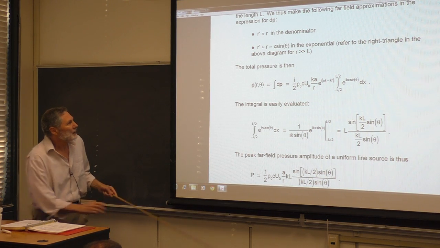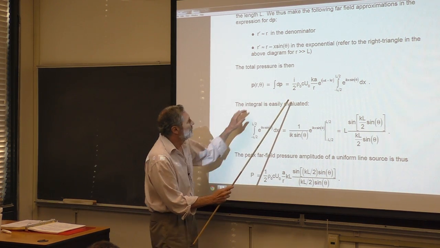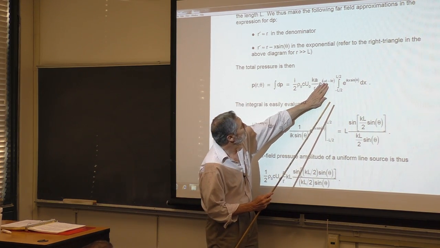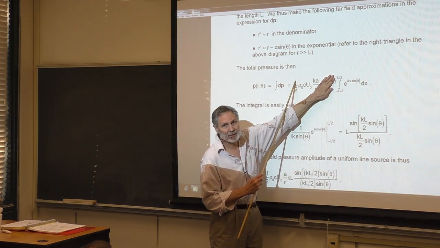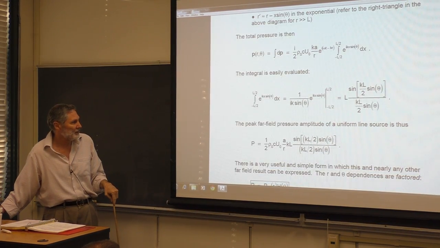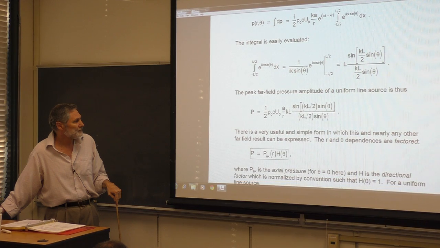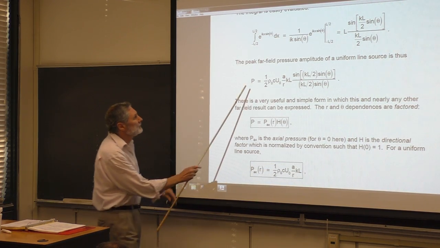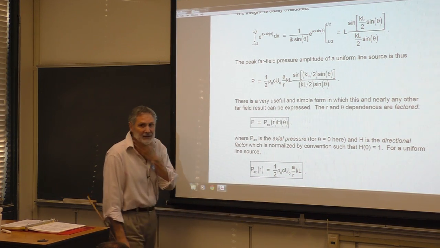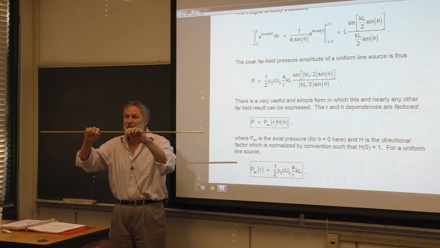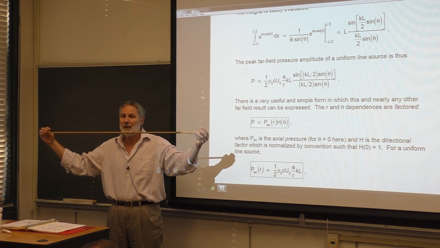Okay, and then what we're almost always interested in here is the pressure amplitude. So we kill this, we don't worry about the i, and that gives us the pressure amplitude, capital P, and here it is. So that's the far field pressure amplitude for this pulsating line source.